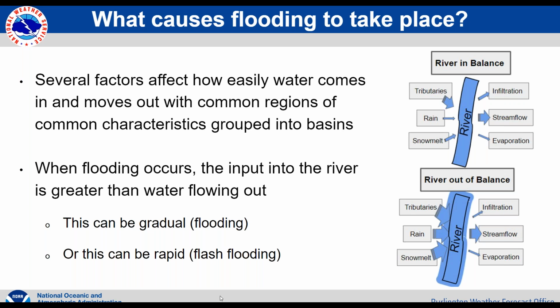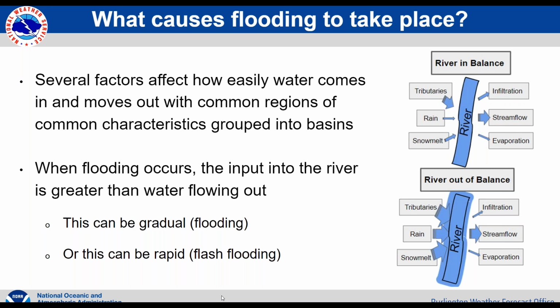Let's quickly go over flooding. Flooding is caused by several factors that affect water moving in and out of a river. So if you're an engineer, the idea of inputs and outputs is probably something rather familiar to you. And you can think of water as these different balances of systems. You have tributaries, rain, snowmelt, and all this coming into a river and out of the river as ground infiltration, just the natural stream flow downriver, and the evaporation of that water.